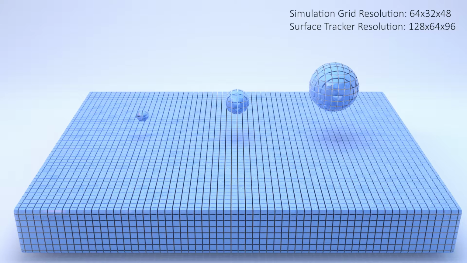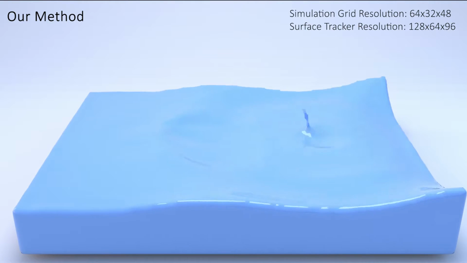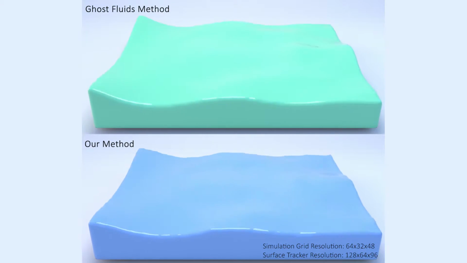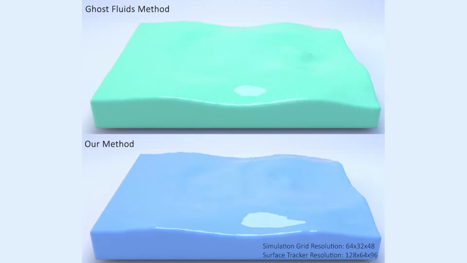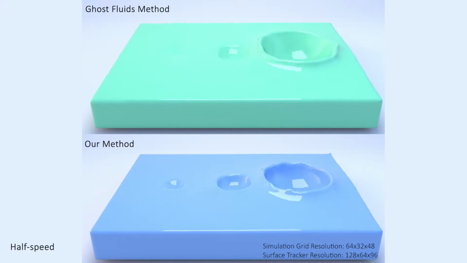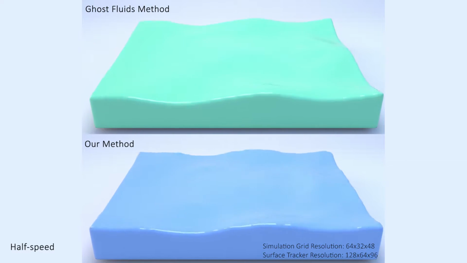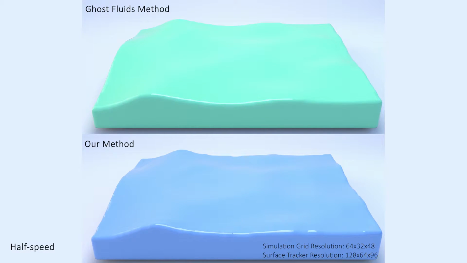To show the effects of the mismatch between the pressure solver and liquid tracker, we model a scene of spheres dropping in a basin with varying radius. We compare our results with the ghost fluid method, or GFM for short. In this first sequence, the simulation grid has half the resolution of the surface tracker. Our method, shown in the bottom, produced similar results as the GFM.